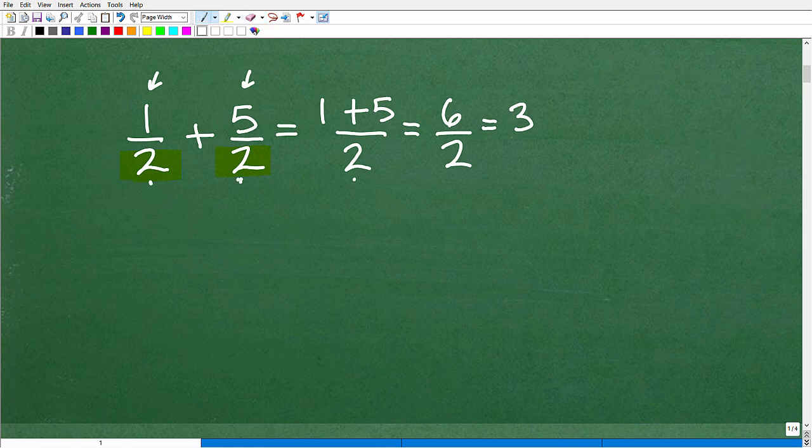If the denominators are the same, we simply add the numerators and we write that one denominator. Now, let's talk about when the denominators aren't the same. So if I had 1/2 plus 5/3, thirds. Now, this is where it gets a little bit more interesting, okay?